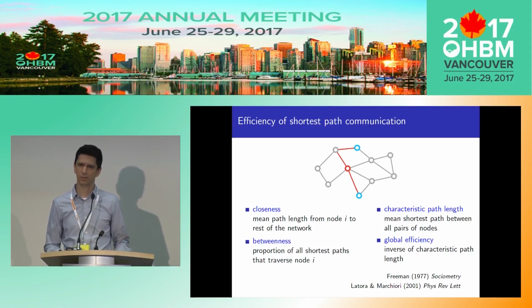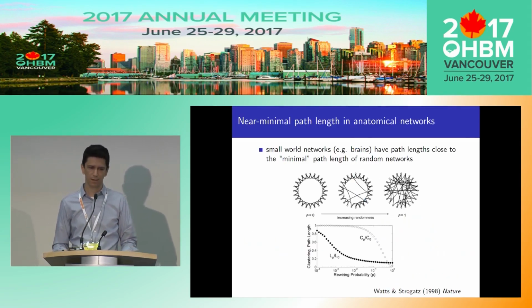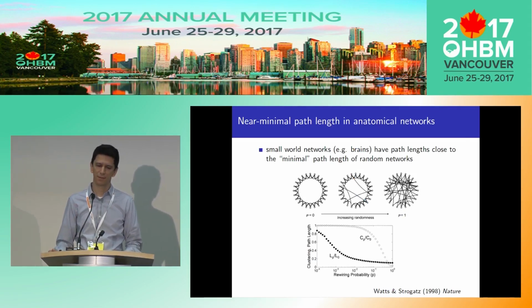And global efficiency, a statistic that appears quite often in the literature, is simply the reciprocal of the characteristic path length. Now, the question then is, is there any evidence to suggest that maintaining a short path length is in some way a desirable property of the brain? Well, if you think about something like the small world phenomenon, and brains being a hallmark example of a small world network, one of the cardinal features of a network like that is that it has path lengths that are close to the theoretical minimum of a random network. So the small world regime is somewhere here, broadly defined, and brain networks have path lengths that are very, very close to being the shortest possible.